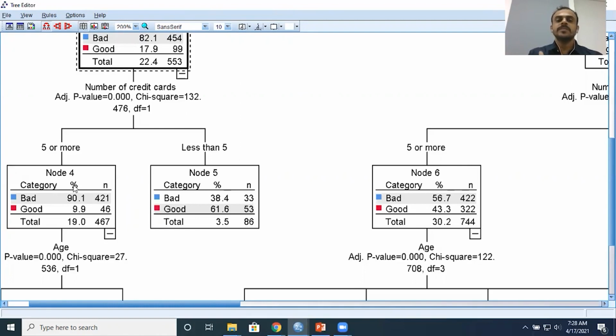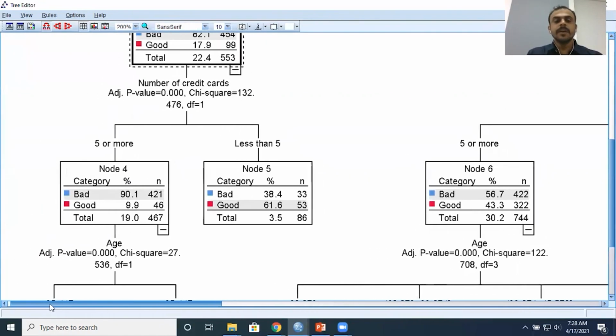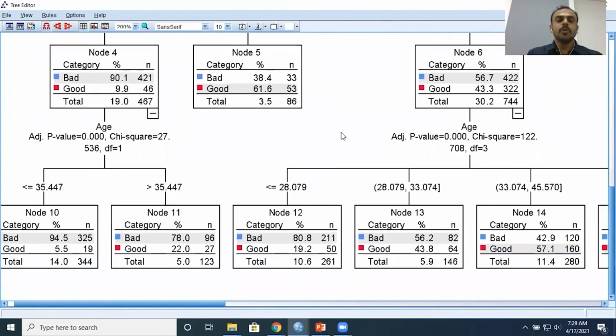But what I'm able to say is low income class with 5 or more credit cards is a dangerous sign. It's a worrying sign because it's highly indicative of people taking a loan and not repaying it, right? Now, finally, what do I have?